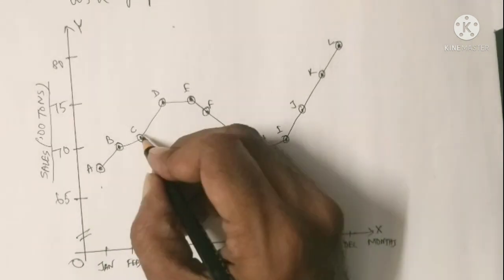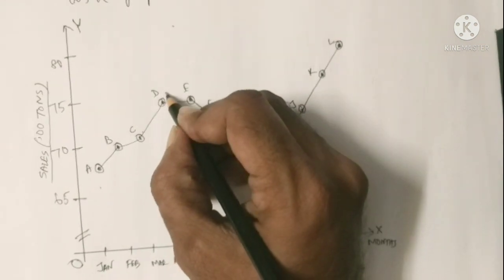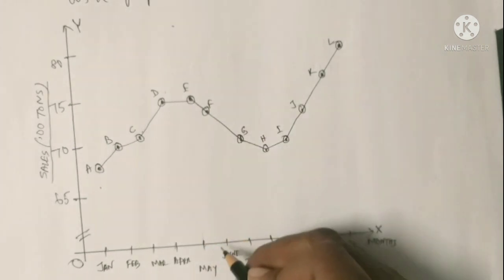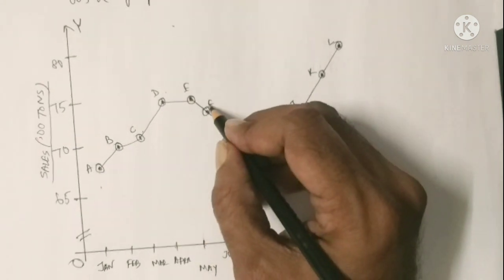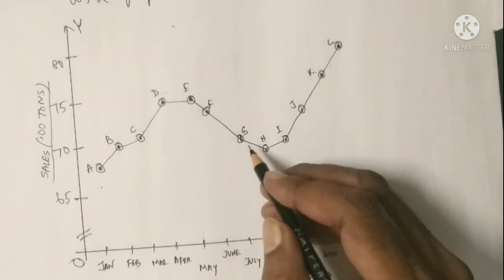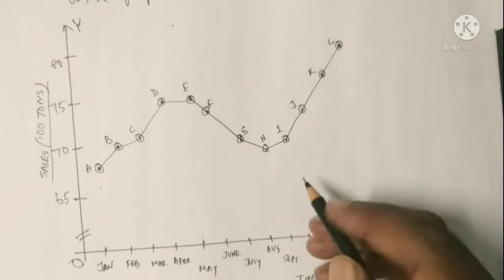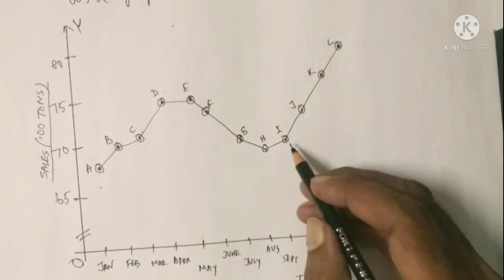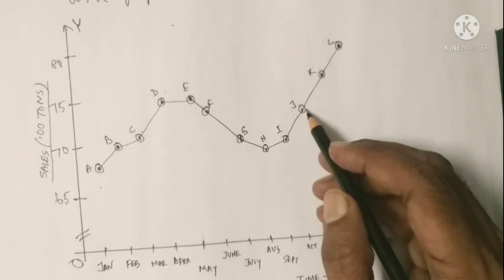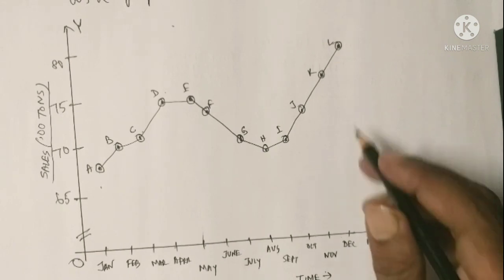According to March, this is 71. According to April, this is 75. According to May, this is 75. According to June, this is 74. According to July, this is 70. According to August, this is 69. According to September, this is 70. October, this is 74. November, 78 and December 80.